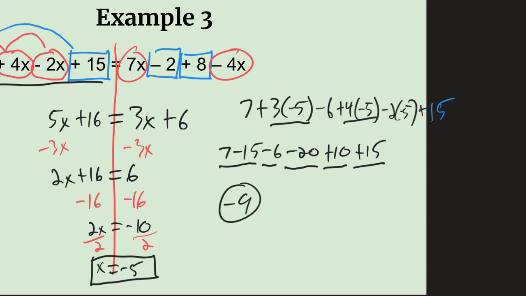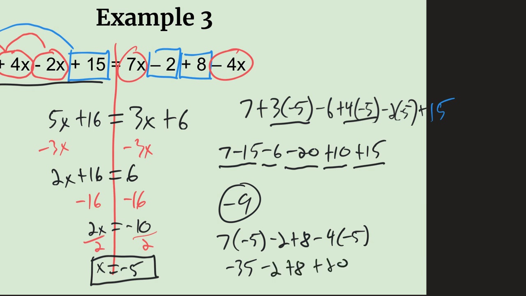The right side, we would have 7 times negative 5 minus 2 plus 8 minus 4 times negative 5. So you get negative 35 minus 2 plus 8 plus 20. So negative 35 minus 2 is negative 37, plus 8 is negative 29, plus 20, negative 9. So the left side equals negative 9, the right side equals negative 9, so check.